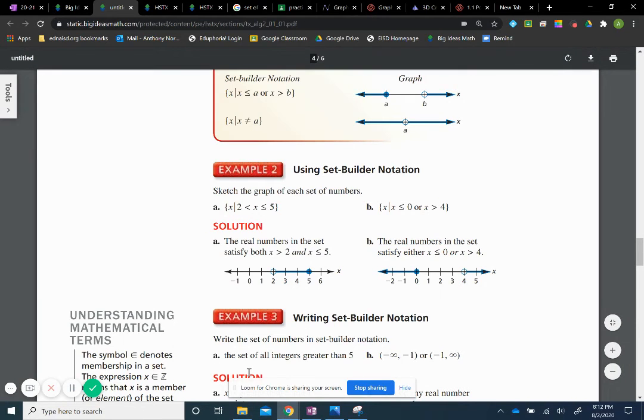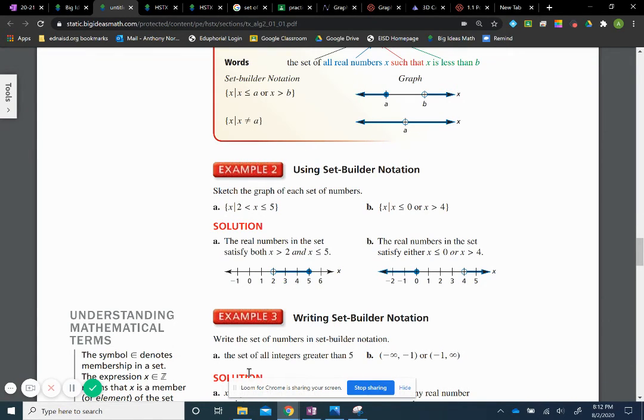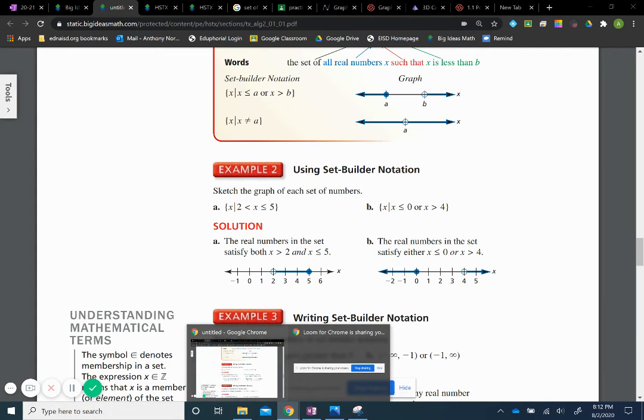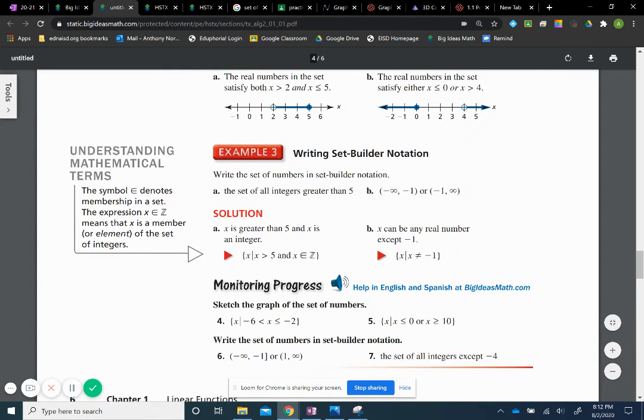Once again, here we go. Numbers where x is less than or equal to 0, or x is bigger than 4. X is less than or equal to 0, equal to because of the closed dot, or the numbers are greater than, not included, 4. On to example 3.